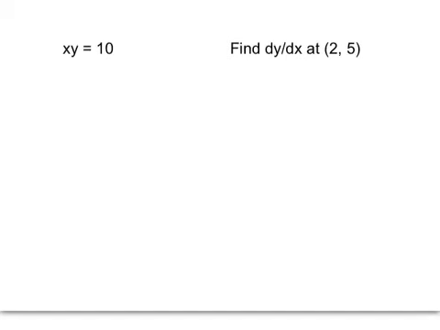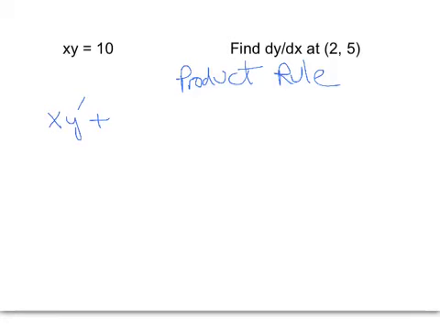All right, here we have a relationship. X times y is always 10. And we want to find the derivative at the point (2, 5). Notice we have an x and a y location. And we do take this derivative implicitly. We have to remember the product rule here because we have something, x, times something else, y. So we take the first times the derivative of the second plus the second times the derivative of the first. That would be y times 1 equals the derivative of 10, which is 0.